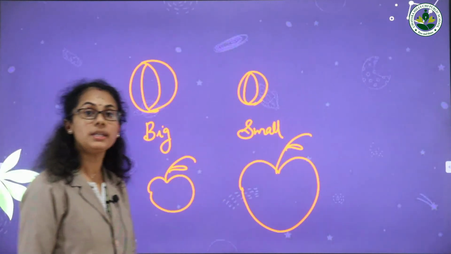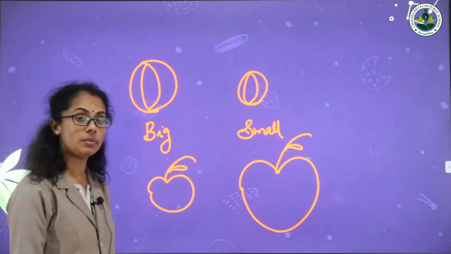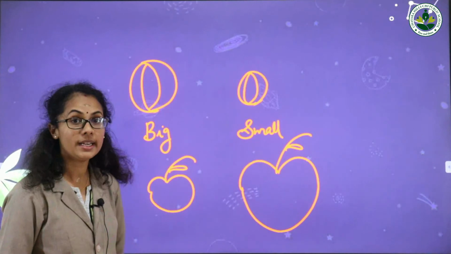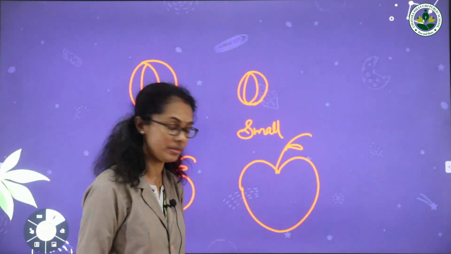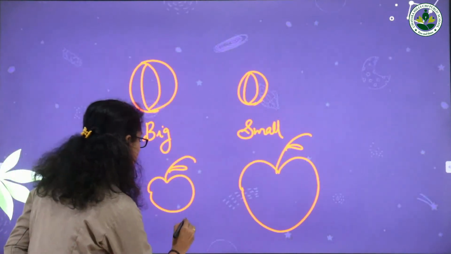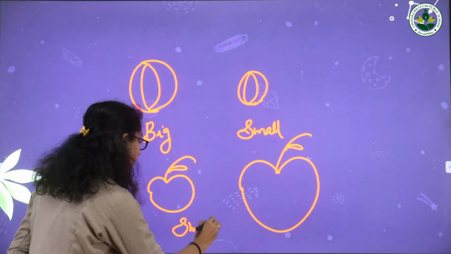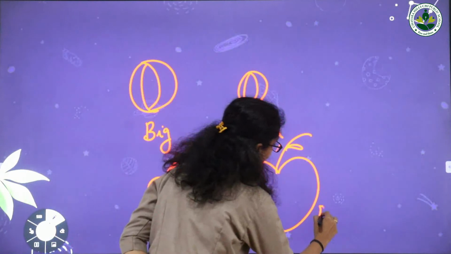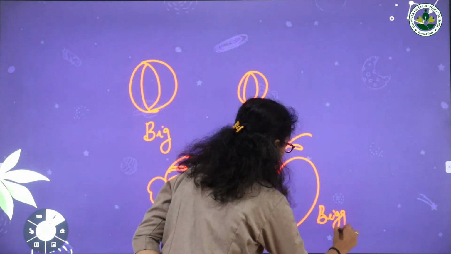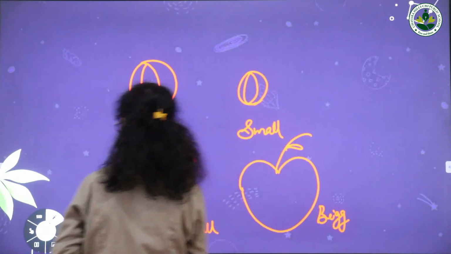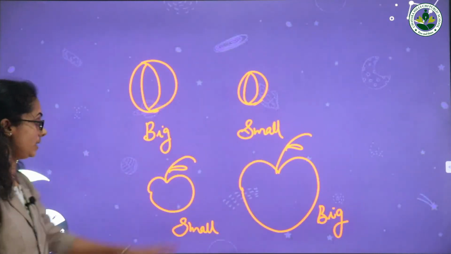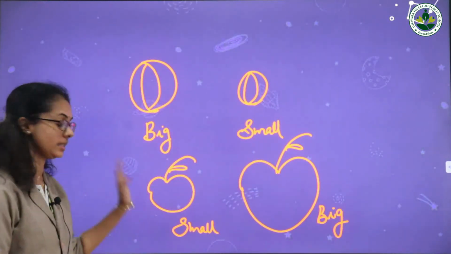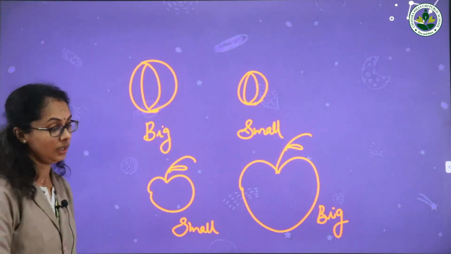Compare these two apples, which one is bigger and which one is smaller? Big and small tell us about the size of an object. So this is smaller and this is big. This is the biggest one, this is the smallest one.